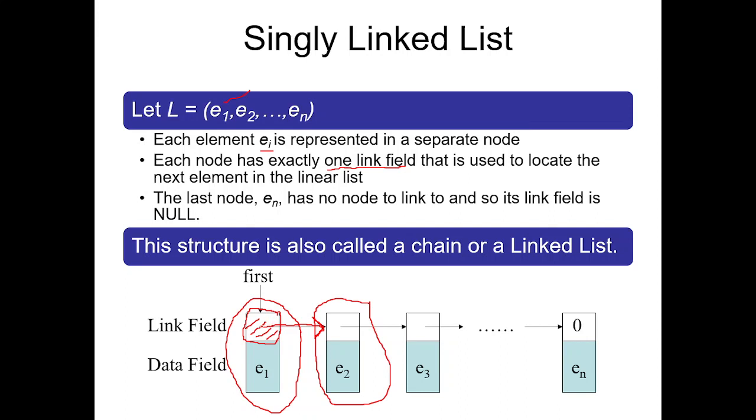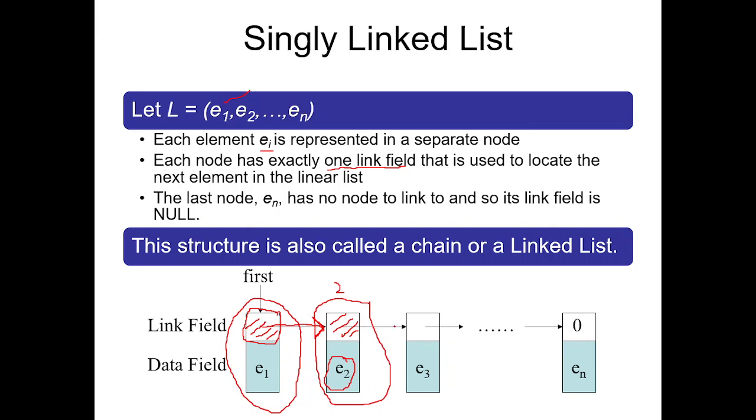So this variable stores the address of the node that comes after it. Similarly, this node is the node at position 2. It stores the element E2, and this node has explicit information or a link to the next node, the node that comes after E2 in the list. That node is E3, so it has the address of E3.